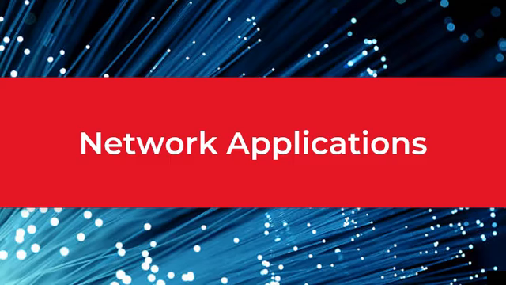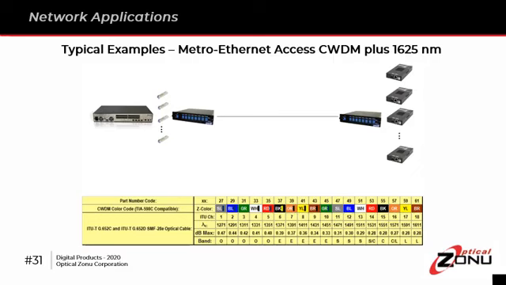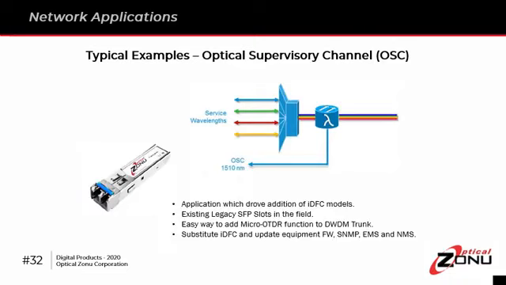Typical network applications. Depicted on this slide is the Metro Ethernet CWDM access network. Our example shows the Metropolitan New York City Internet Service Provider, ISP. The Optical Supervisory Channel, or OSC, for transmission dark fiber, front haul, and backhaul applications. Depicted in this example is a high-speed DWDM data center interconnection.